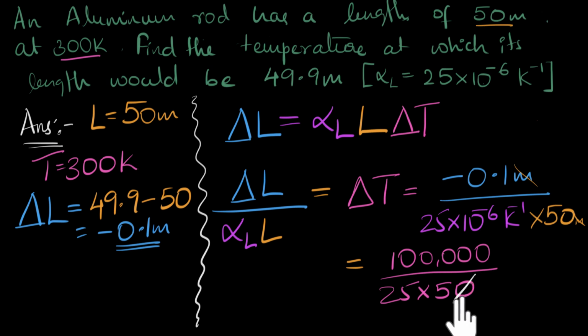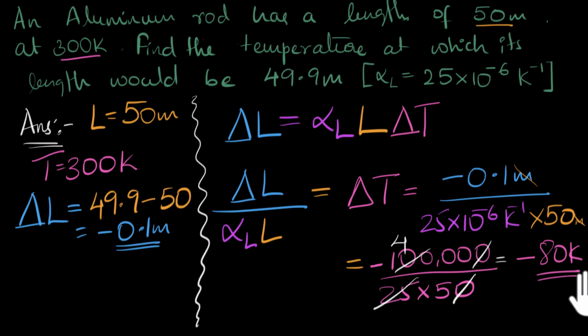So the 10 cancels, and 25 goes 4 times. So we get 400 divided by 5. That gives us, oh, there's a negative sign by the way, so that gives us minus 80 Kelvin. What does the minus sign say? Well, the minus sign is just saying that we have to decrease the temperature by 80 Kelvin. And that makes sense because we already discussed that we have to cool it down.